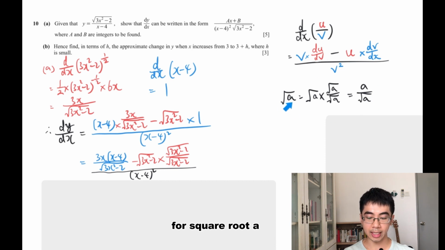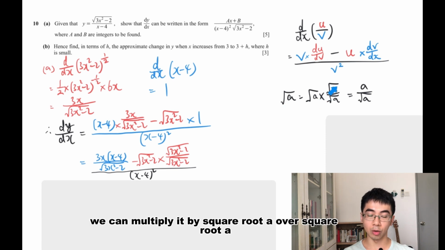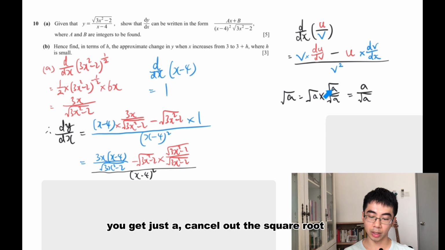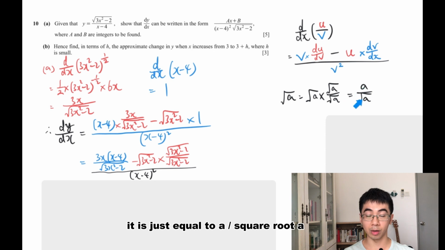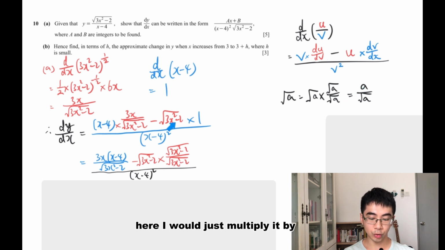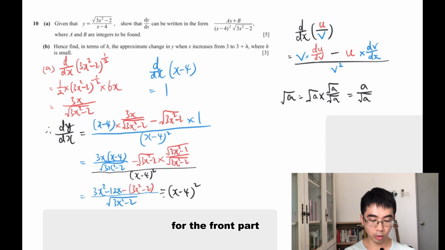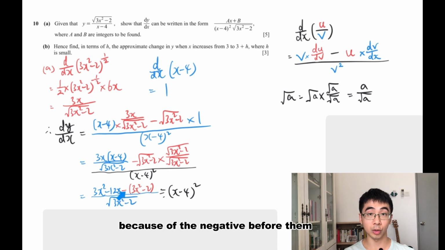For a square root a, we can multiply it by square root a over square root a, and for the numerator you will get just a, as the square root cancels, and it is just equal to a divided by square root a. So here I will just multiply it by the square root of this thing divided by the square root of this thing. For the front part, 3x times x minus 4, you will have 3x squared minus 12x. For the later part, these two multiplied together, you just cancel out the square root, and it gives you the original one, 3x squared minus 2. But remember to add the bracket because of the negative before them.